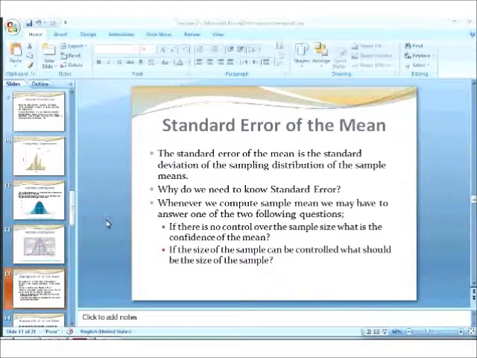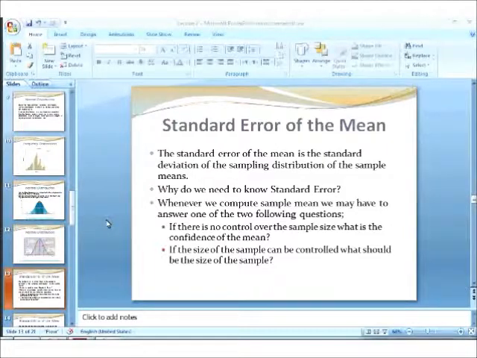Now the thing is, why do I need to know the standard error? For example, let's say we collected a population of the data set. It's not always possible to collect the population, but whatever data set that we collected, let's say that is the population. That population will have some mean. It will have some standard deviation.